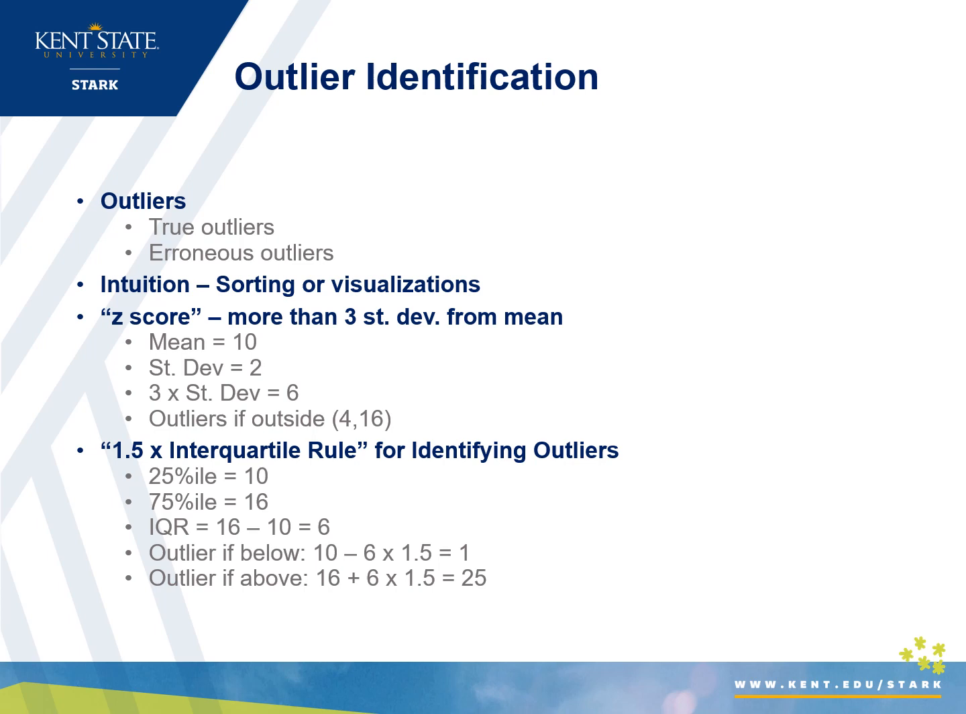If the 25th percentile is 10 and the 75th percentile is 16, then the interquartile range is 16 minus 10, or 6. Multiply that 6 by 1.5 and that gets us 9. So any observation that is more than 9 away from the 10 to 16 range would be considered an outlier. So in this case, more than 9 away from 10 would bring us down to 1. So anything less than 1 or more than 16 plus 9, which is 25. So anything outside of that 1 to 25 range would be considered an outlier using this method.